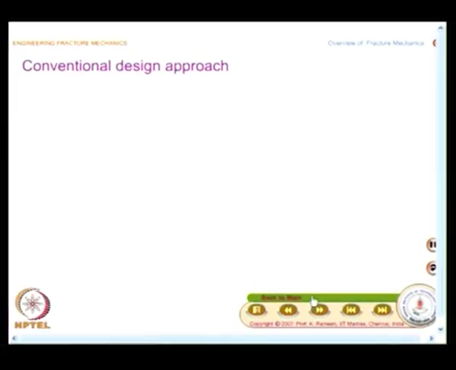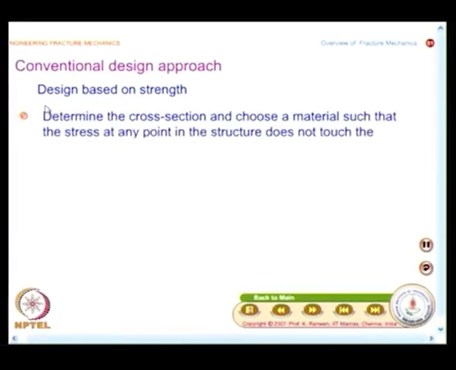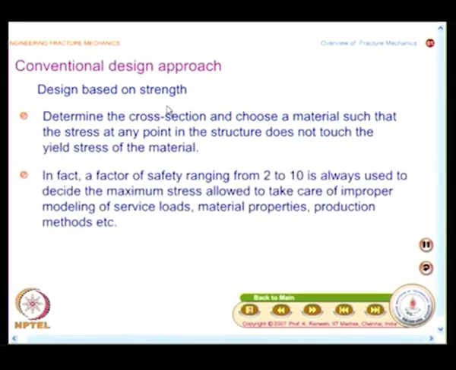And what are the design approaches you had? You have one approach, design based on strength, there is another approach, design based on stiffness. So, in design based on strength, what do you do? You determine the cross section and choose a material such that the stress at any point in the structure does not touch the yield stress of the material, because we have already seen in the case of conventional design approach, yielding was considered as a failure. And I have also mentioned most of the mechanical and aerospace components operate well below the elastic limit. So, it is a good starting point. So, you limit your stresses such that they are well below the yield stress.